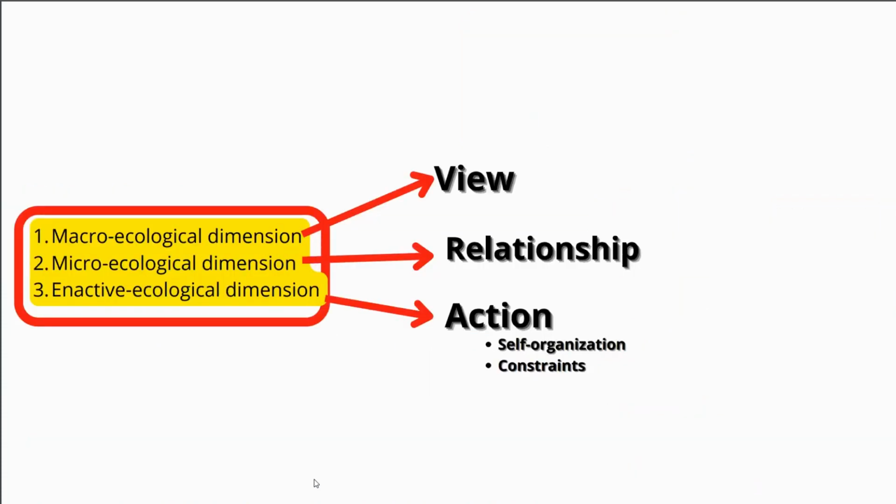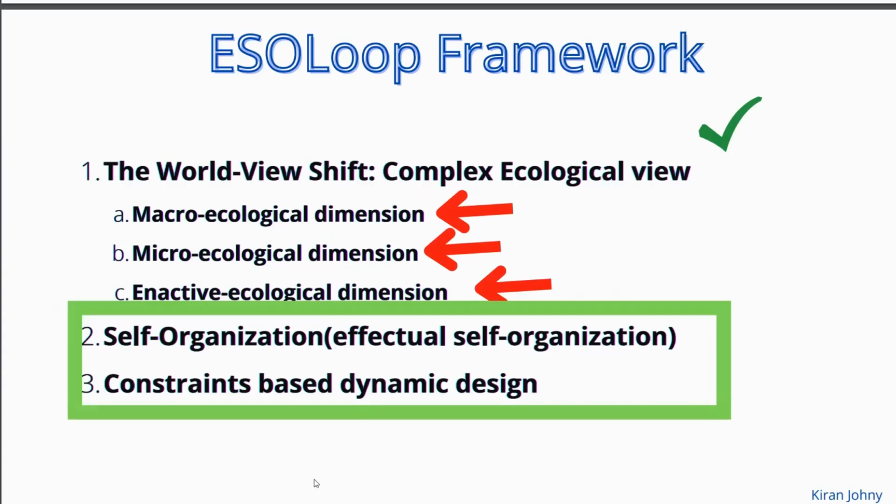To recap, the macroecological dimension is about the view itself, the entire worldview. The microecological dimension is about the relationship. The third dimension is the enactive ecological dimension, which is all about action. This has two core components, as we discussed, self-organization and constraints, which also form the next two core components of the framework, that is self-organization and constraints, which will be discussed next.